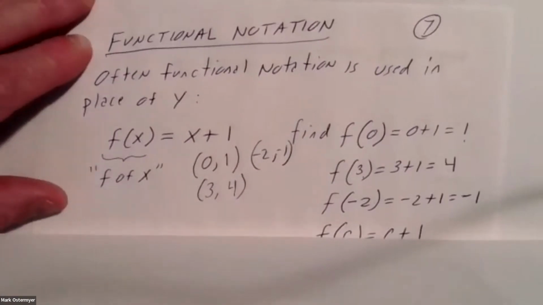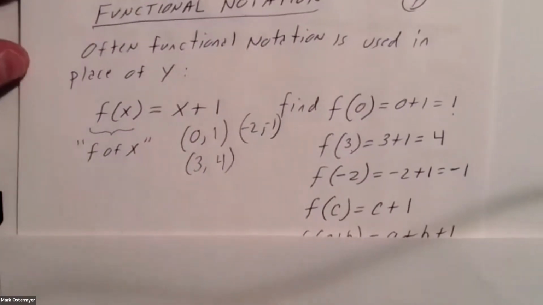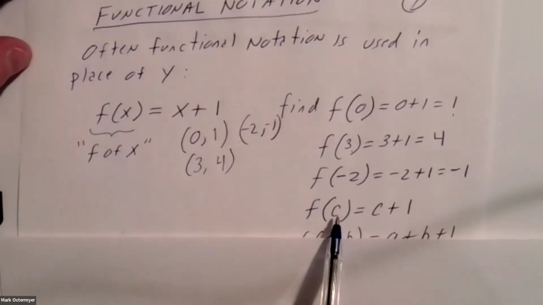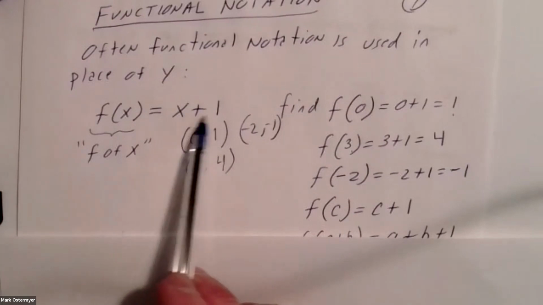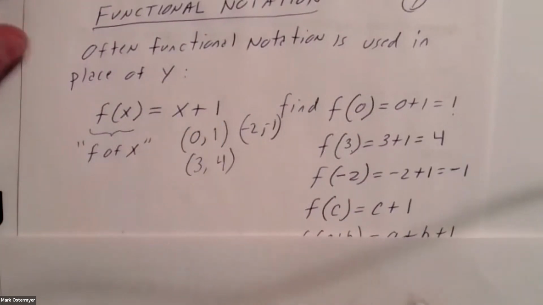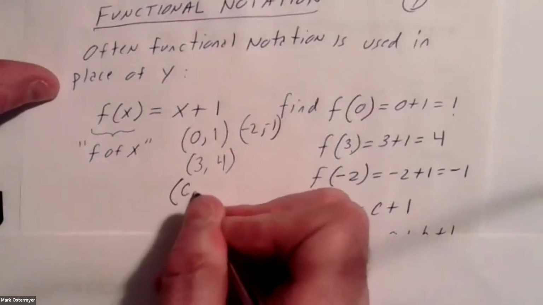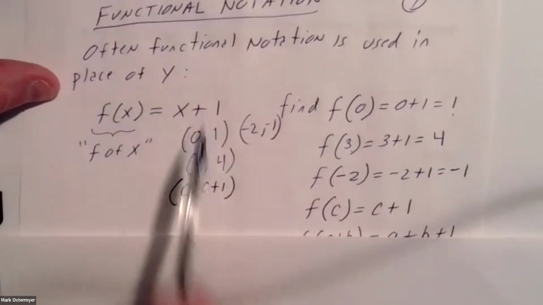Okay. You can put anything into a function, ladies and gentlemen. You can even put a variable or variable expression into a function. If I evaluate this function at C, what would be the output? Well, the output's going to be a variable expression called C plus 1. So any point of the form C comma C plus 1 would be a point that lies on the graph of this function.